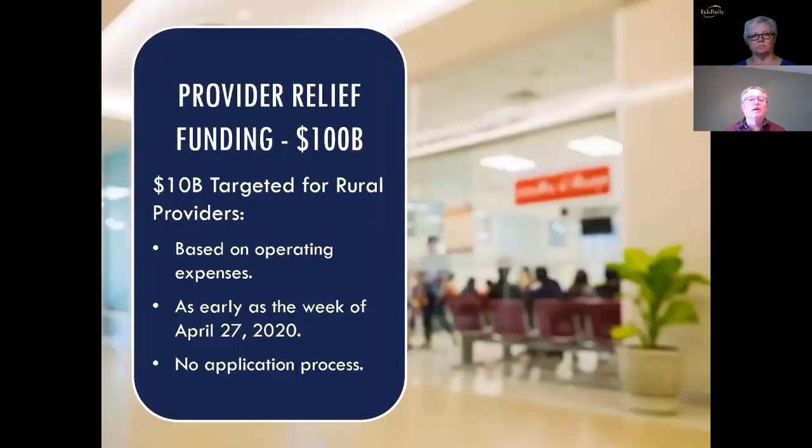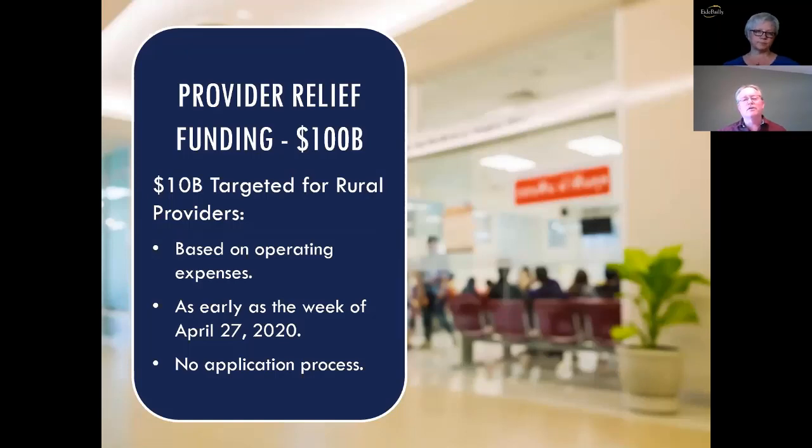Next one. This is another 10 billion targeted for rural providers. So this is a lot of rural hospitals, rural health clinics, $10 billion based on operating expenses. Since they're using hospitals and rural health clinics, I'm going to assume, which is a scary thing to do, that they're using Medicare cost reports. That payment is supposed to be as early as this week. I have not heard of any specific payment amounts on this.